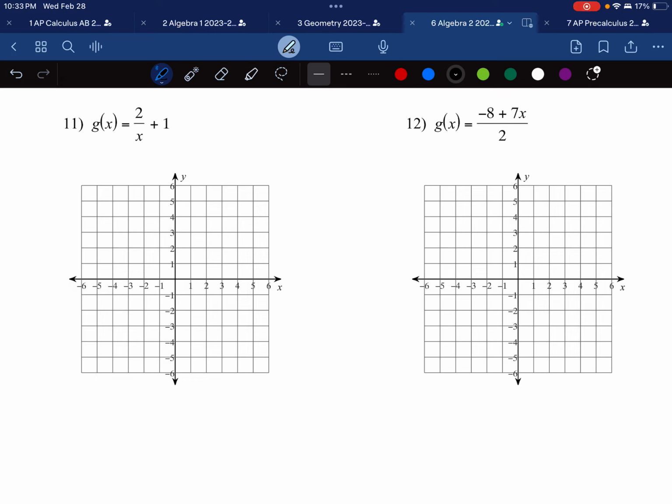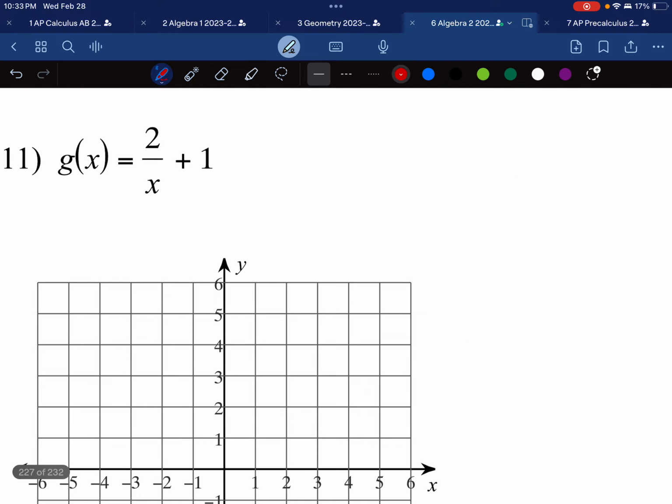In number 11, we have yet another function that we're going to be taking the inverse of. So again, I'm going to swap my g of x for an x, and this is going to be equal to 2 divided by g inverse of x, because I've swapped my x and my y value, then plus 1. The first thing that I'm going to do is subtract 1 on both sides.